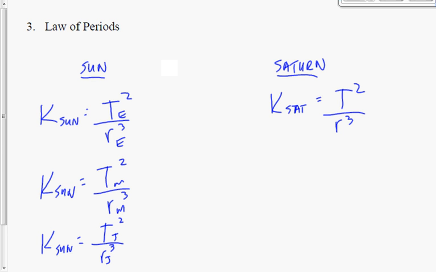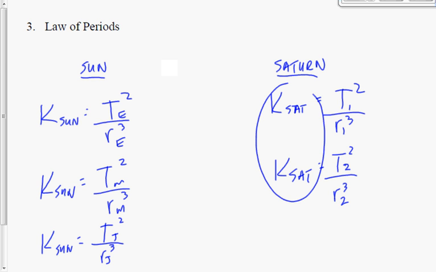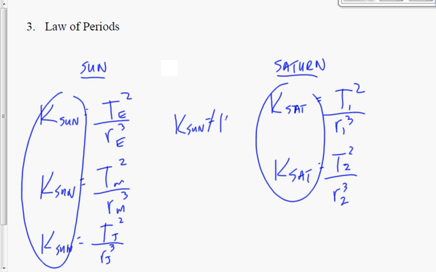T squared over R cubed for one of the moons orbiting around Saturn. T squared over R cubed for another moon orbiting around Saturn. Now, these two Kepler's constants are the same. These three Kepler's constants are the same, but these two Kepler's constants are not the same. So what use is this to us?